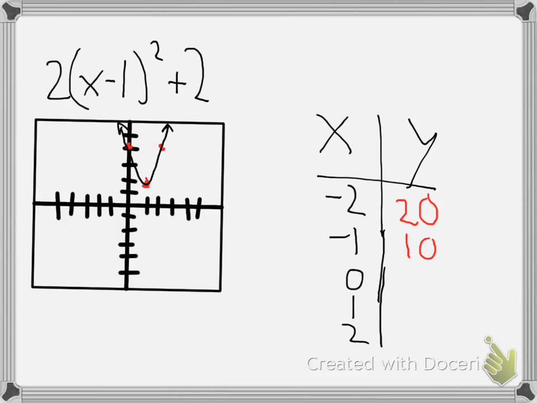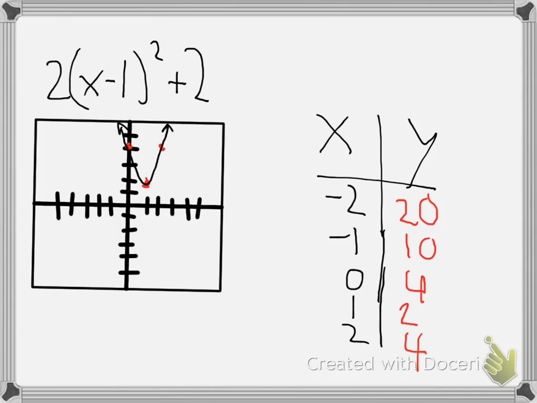And if we're doing 0, 0 minus 1 is -1. -1 squared is 1. And 2 times 1 is 2, and 2 plus 2 is 4. For 1, 1 minus 1 is 0. 0 squared is 0. 2 times 0 is 0. So really 0 plus 2 is just 2. And then finally for 2, 2 minus 1 is 1. 1 squared is 1. And 2 times 1 is 2. And 2 plus 2 is 4.